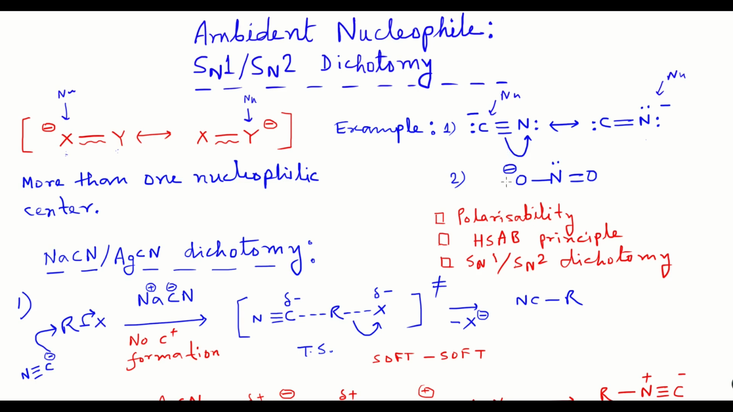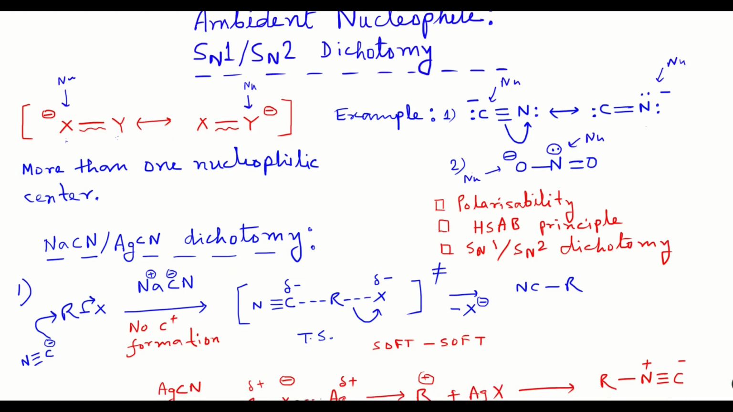The other example is the nitrite ion, where there are two nucleophilic centers. One is the nitrogen center, which contains only a lone pair of electrons, and another is the oxygen center, where there is a negative charge. So let us take a look at how we can utilize this ambident nucleophilic property in organic synthesis.